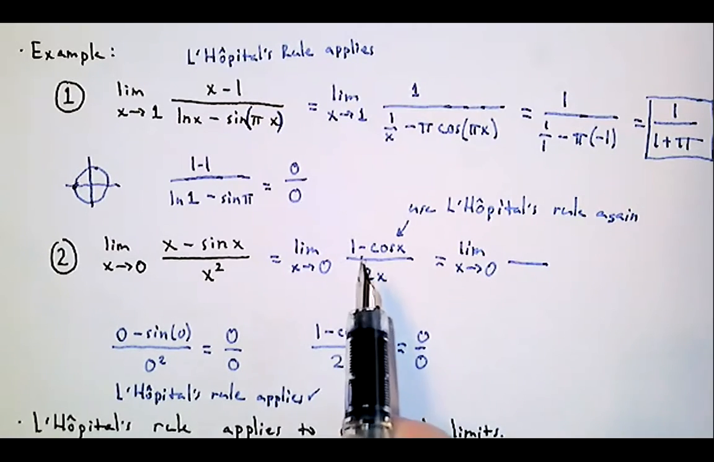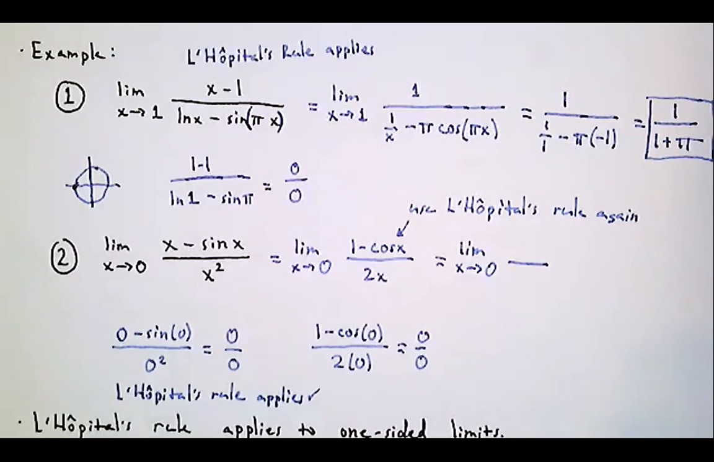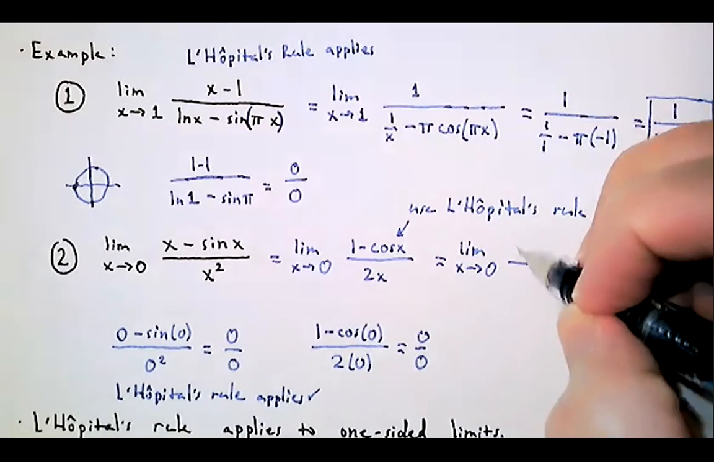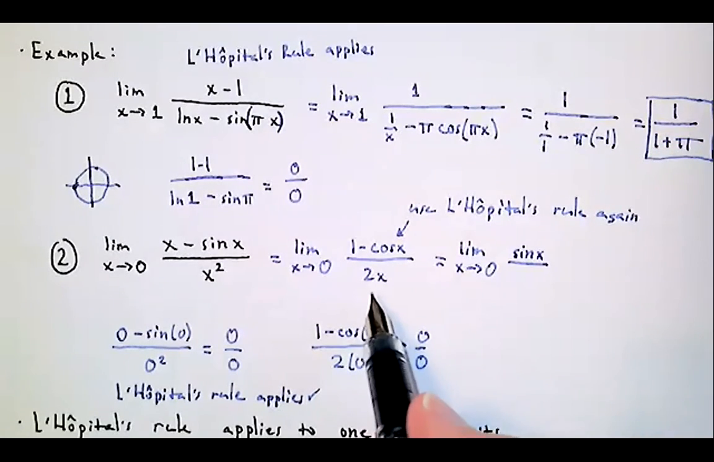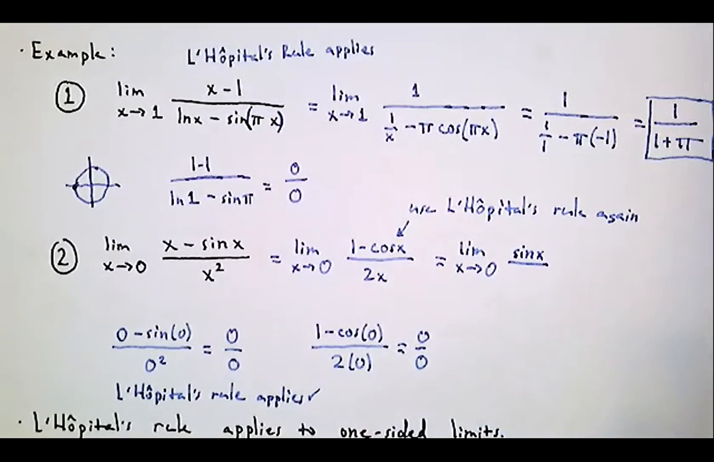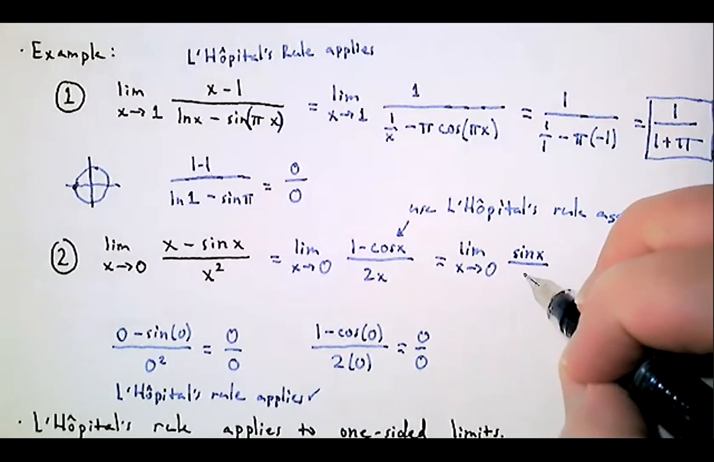What's the derivative of 1 minus cosine x? Sine x. What's the derivative of 2x? 2. Good.